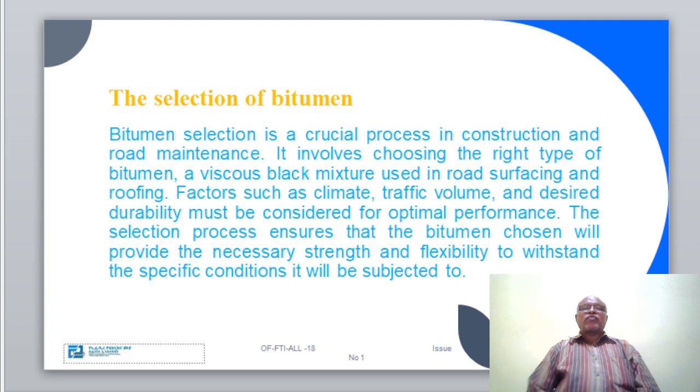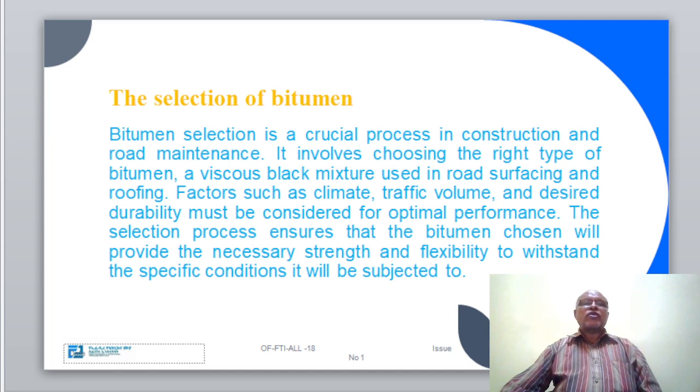Aggregate characteristics. The properties of the aggregate used in the asphalt mix also impact the choice of bitumen. The compatibility between the bitumen and aggregate is crucial for achieving good adhesion and cohesion in the mix. Durability and longevity. The durability and longevity of the pavement are key considerations when selecting bitumen. A high quality bitumen with good aging resistance and durability can enhance the lifespan of the pavement.